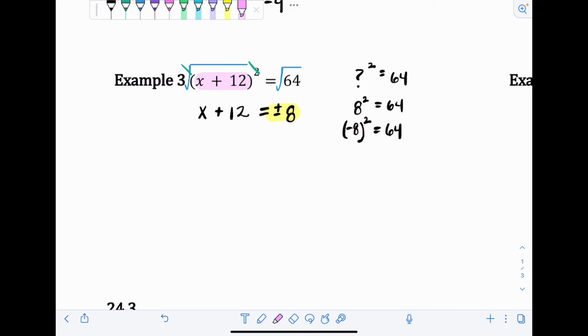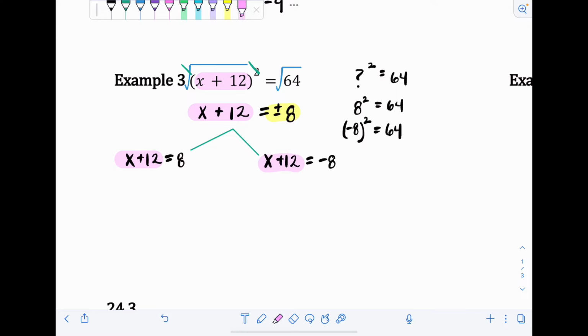Now that we have x + 12 equal to a positive 8 and x + 12 equal to a negative 8, we have to create two different equations: one where it equals positive 8 and one where it equals negative 8. So we'll create one equation, x + 12 = 8. And the other equation is going to be x + 12 = -8.